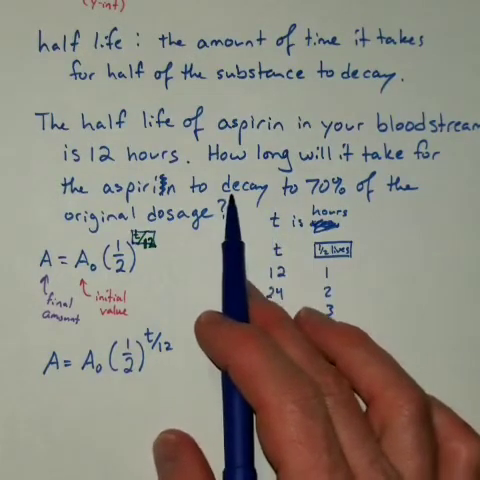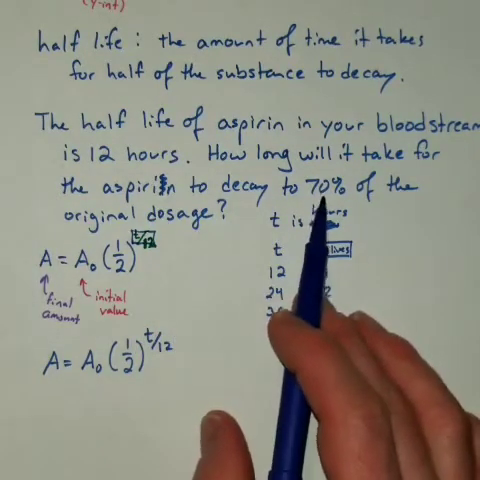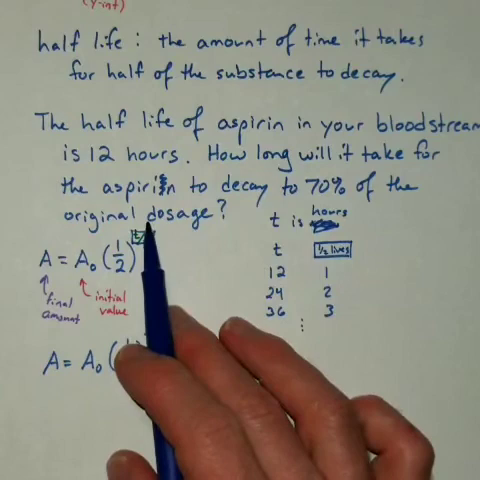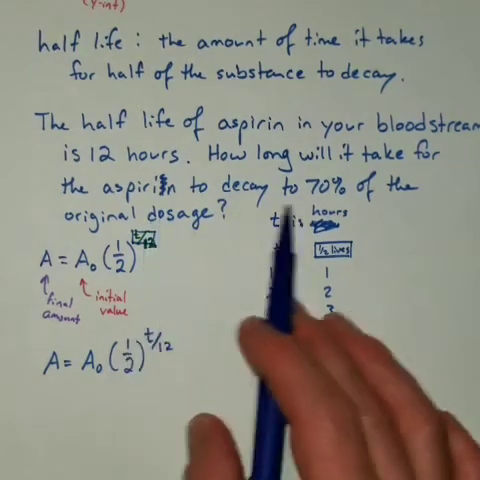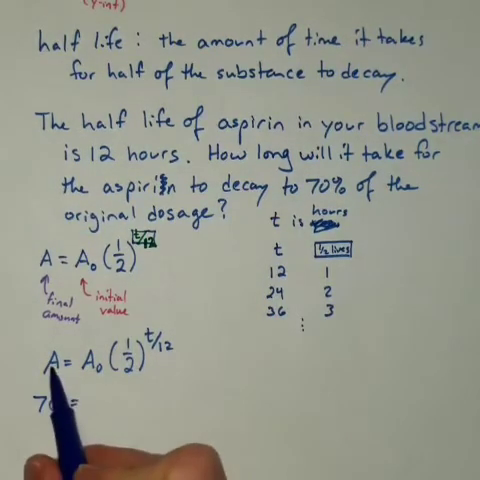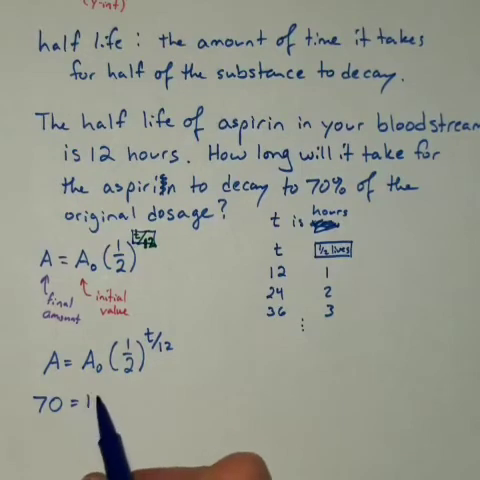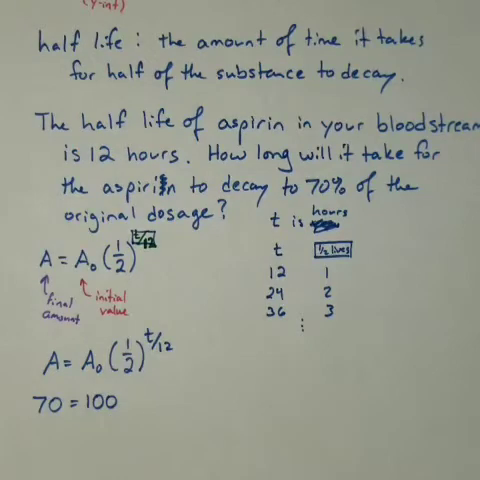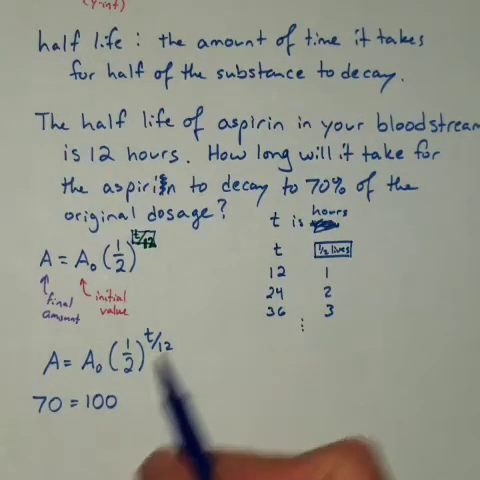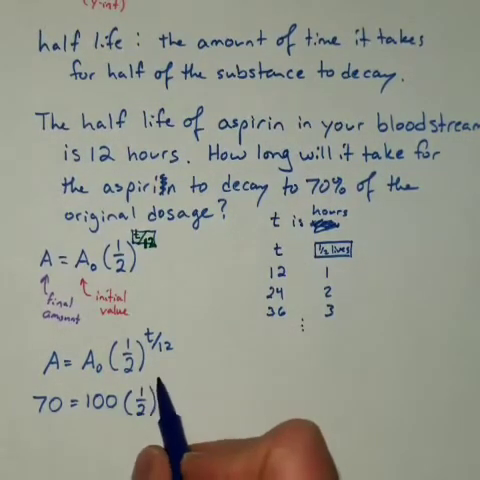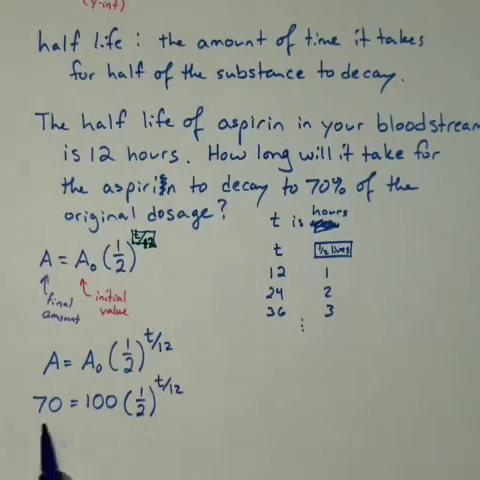We want to determine when the aspirin decays down to 70% of the original dosage. Well, if the original dosage would be 100%, that's our initial value. The 70% is our final amount. So we'd have 70 in for the A, and the initial value is 100%. Right? That's the original dosage, 100%. Now, I don't know how many milligrams or ounces we're talking about here. It doesn't really matter because we're looking at a percentage. Then we do 1/2 to the t over 12. And then if we simply solve this equation for t, we'll have our answer.